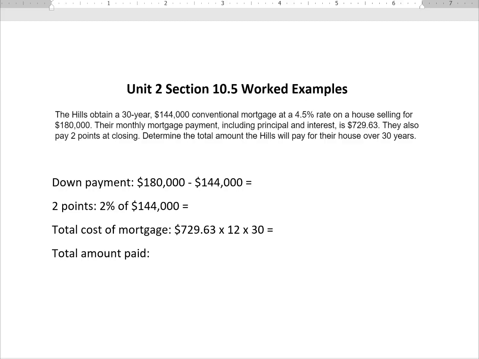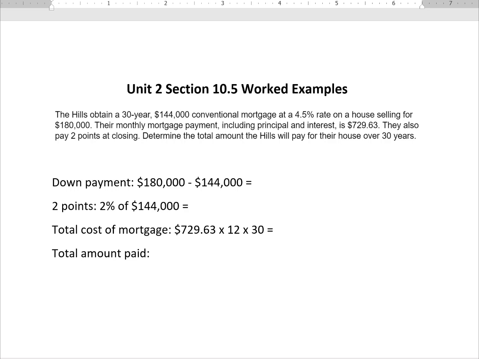The Hills obtain a 30-year, $144,000 conventional mortgage at a 4.5% rate on a house selling for $180,000. Their monthly mortgage payment, including principal and interest, is $729.63. They also pay 2 points at closing. Determine the total amount the Hills will pay for their house over 30 years.